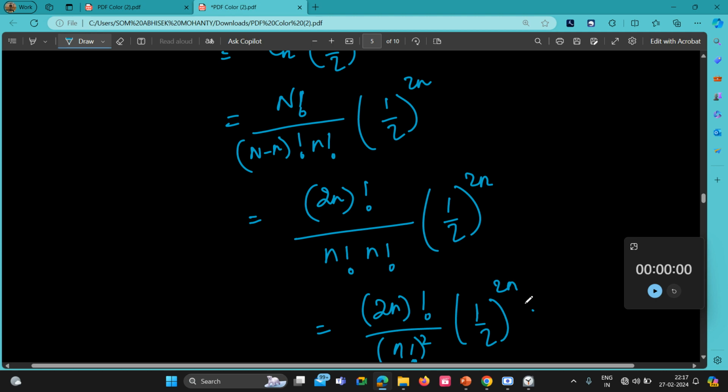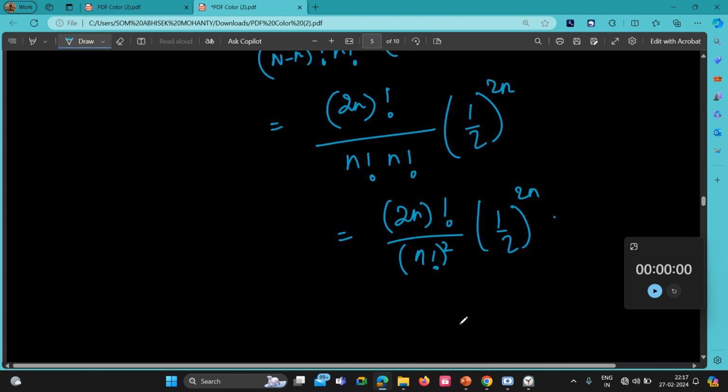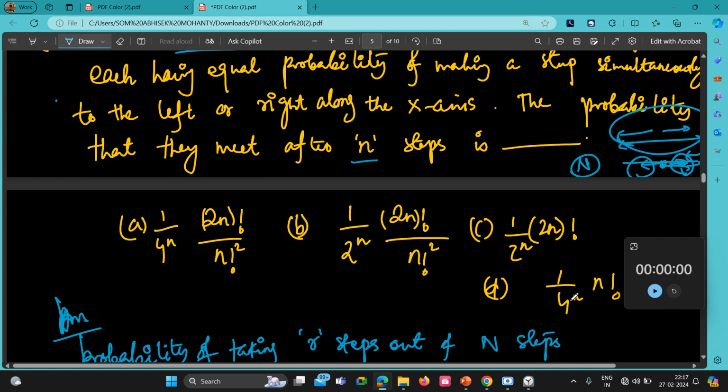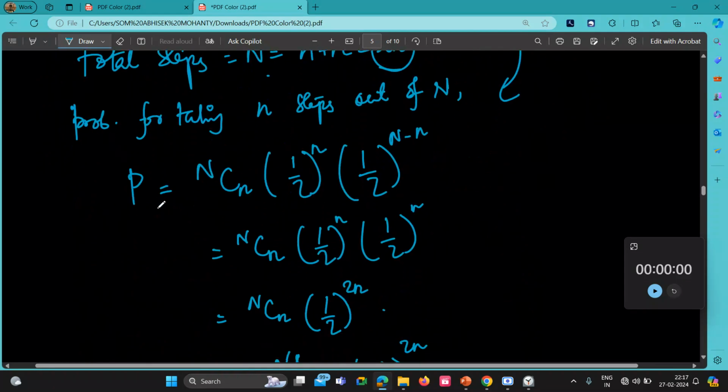So if you see, this matches with the option. Half to the power 2n, can I write it like this? 2n factorial divided by n factorial whole square into 4 to the power n, isn't it? I can write like that. So this one may be the option, I think. Yeah, right, option A. So question 6 is done.